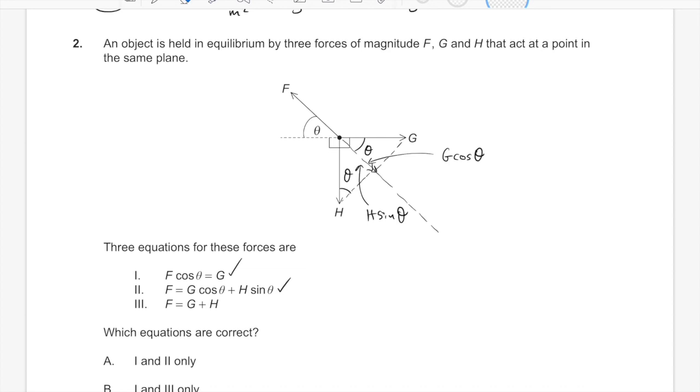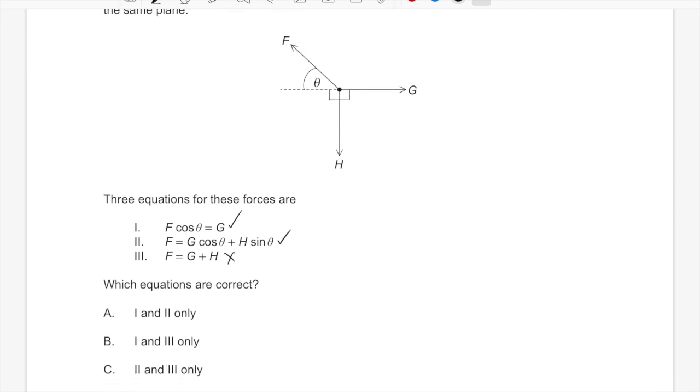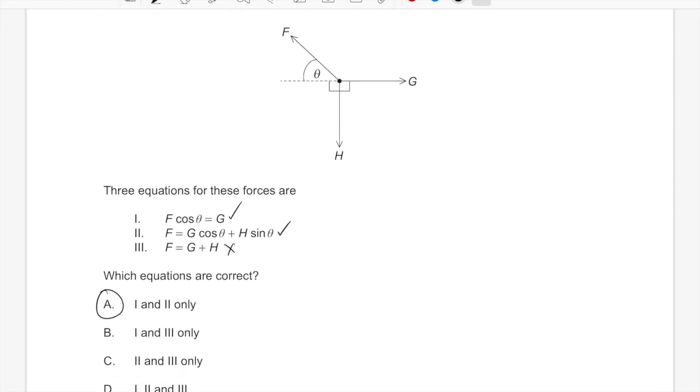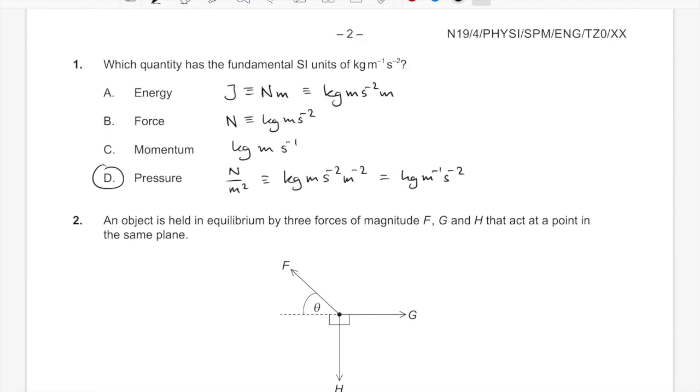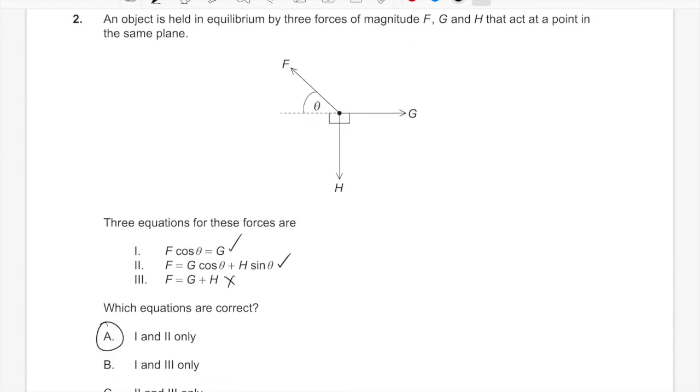Now the third equation is of course not true because F, G, and H are magnitudes, and of course the magnitudes don't add up in this way. So the correct answer is A, 1 and 2 only. And I would say it's a topic 1 question, kind of topic 2 as well, where we are doing vector addition. Yeah, I just wanted to go up and write that the first question is on derived units, and this question is on 2D vector addition.